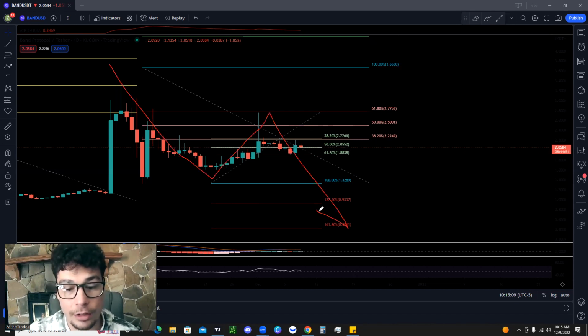We're either doing a retracement to the downside, or we possibly could be trying to get a reversal, but we're not going to get that reversal really until we get above 2.77 and 3.66.